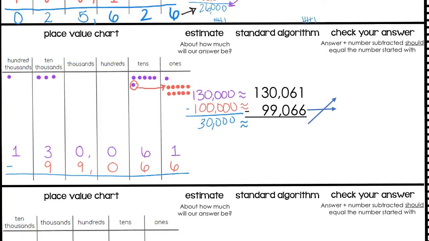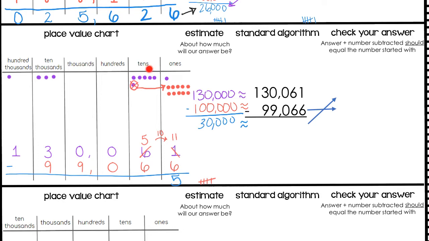Now I no longer have 6 tens. I now have 5 tens. So, when I've regrouped, we put 10 ones into the 1. So now I have 10 plus 1, which is 11 ones. Now there are 11 ones in the ones column. 11 minus 6: 6, 7, 8, 9, 10, 11 is 5.